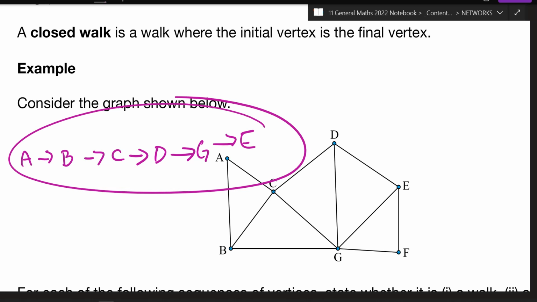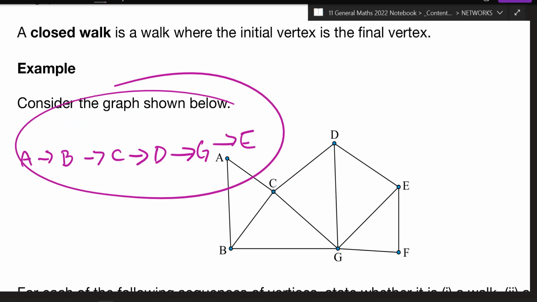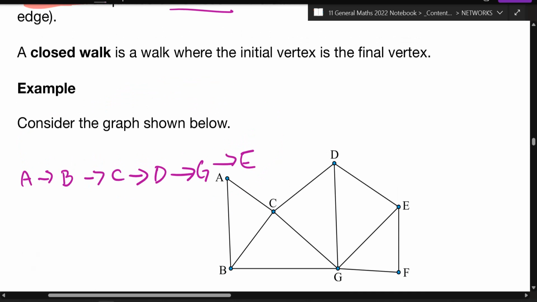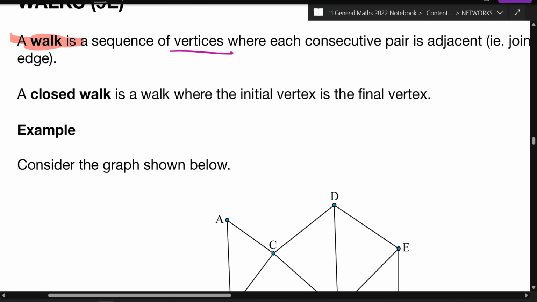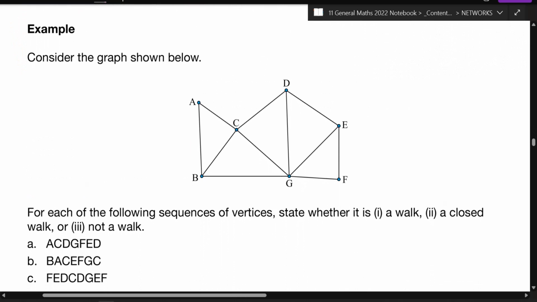That's an example of what we're going to start doing now. Because previously with networks, we've just looked at graphs. We've described the degrees and the number of vertices and that sort of thing. But now we're going to start giving instructions to make sense of how a network is going to work. So that's an example of that. I'm going to leave that there. There's a couple of things you need to know. That is what a walk is: just basic instructions, A, C, D, E, G, F, whatever.